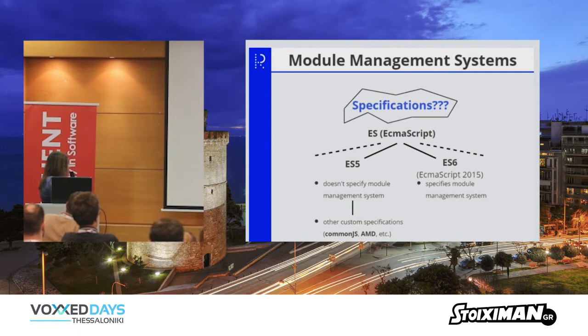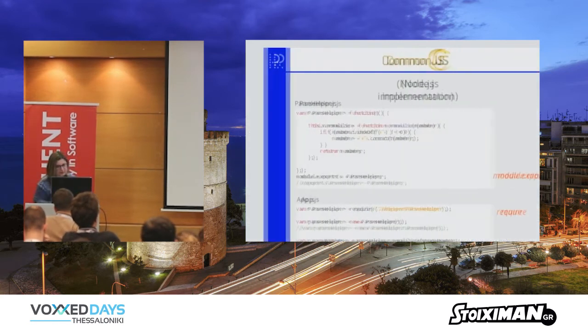ES5 is the first that is widely adopted, but it has a problem. It doesn't specify a module management system. ES6, on the other hand, was the first to specify a module management system. So, in order to solve this problem, other custom specifications were introduced, like CommonJS, AMD, and others. Still, those custom specifications are supported by specific runtime environments, like Node.js, but not by browsers. In our project, we use the CommonJS system because we use Node.js, which implements it, and of course, it's fairly easy to use.